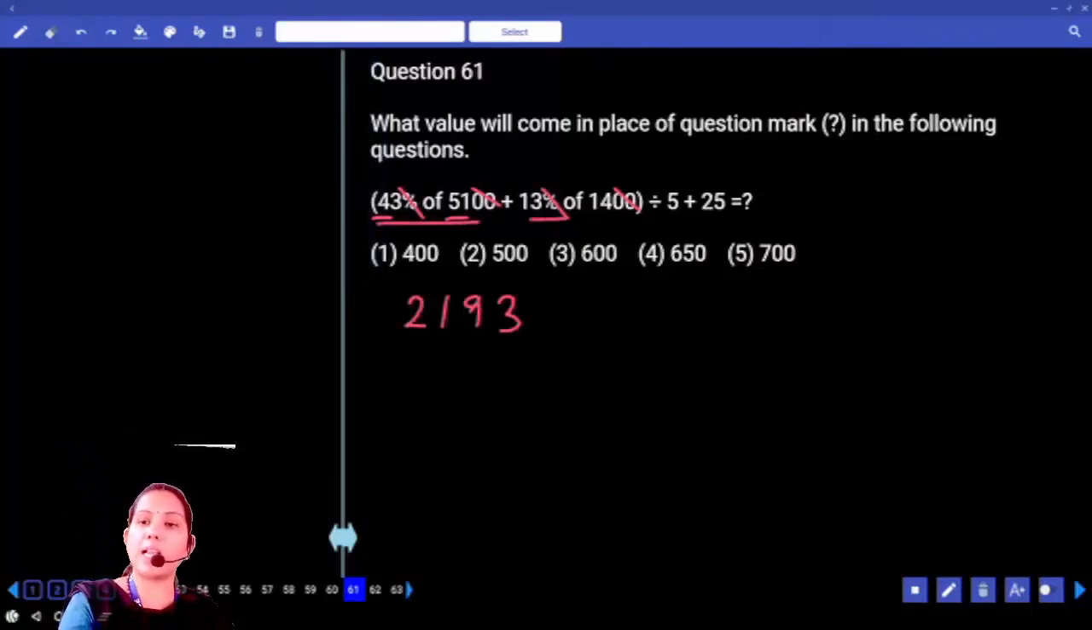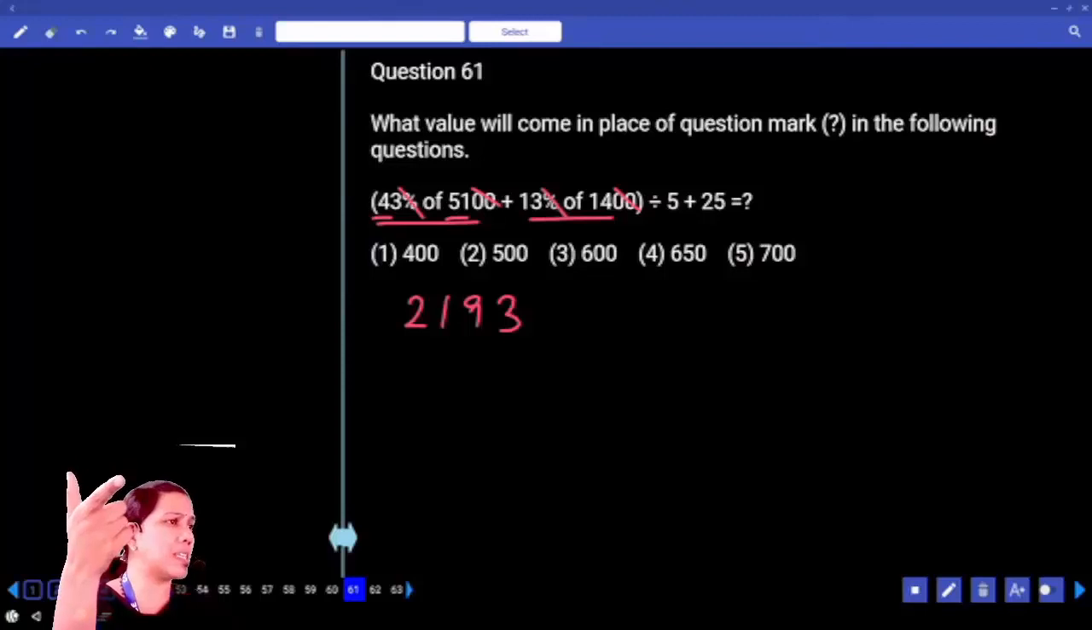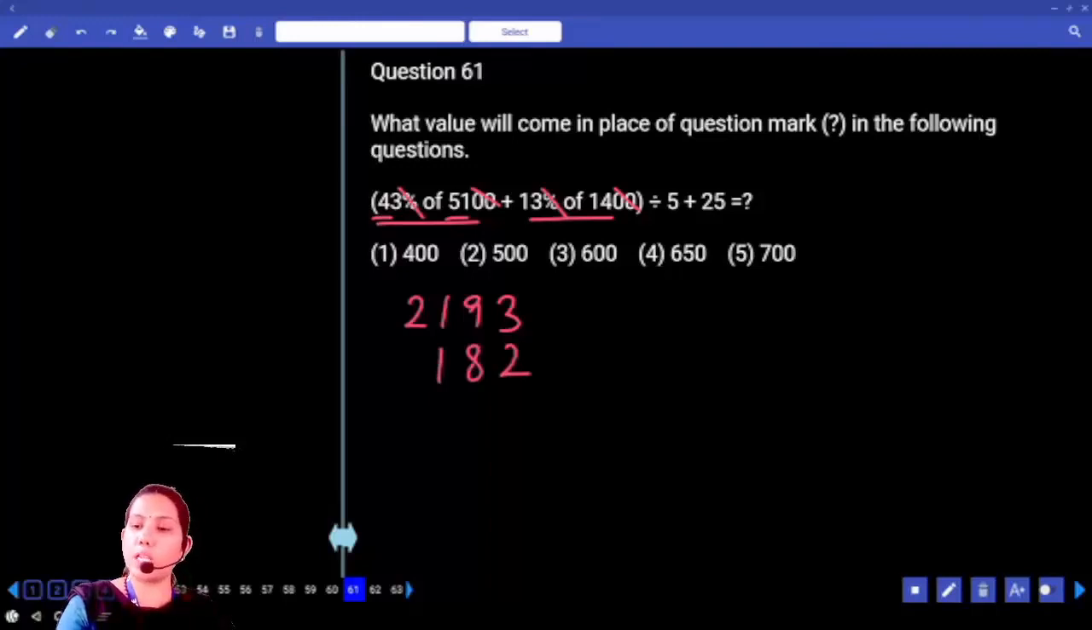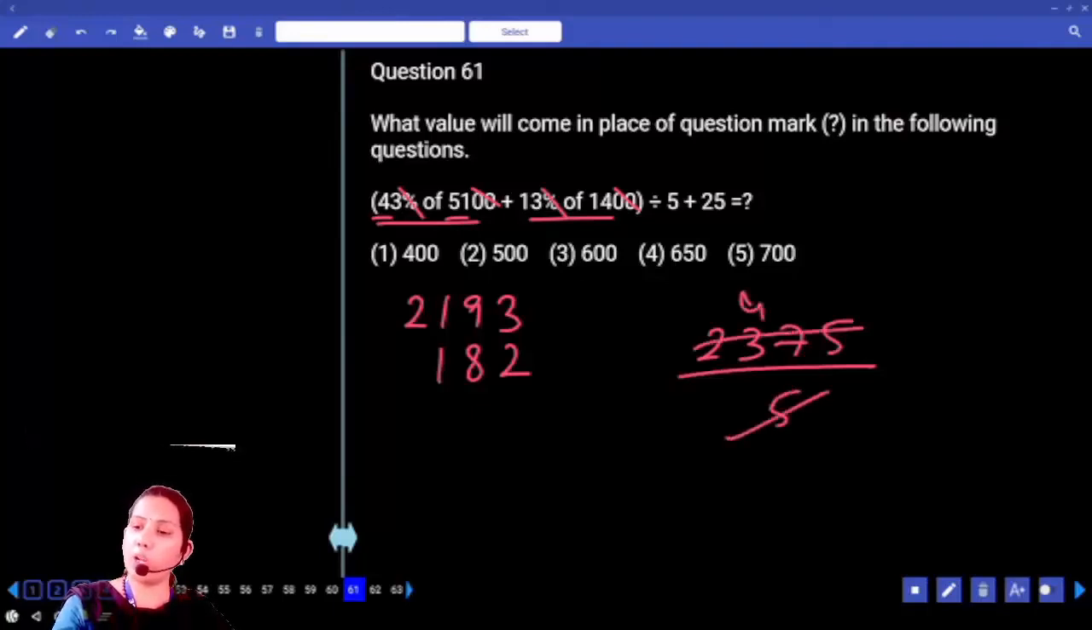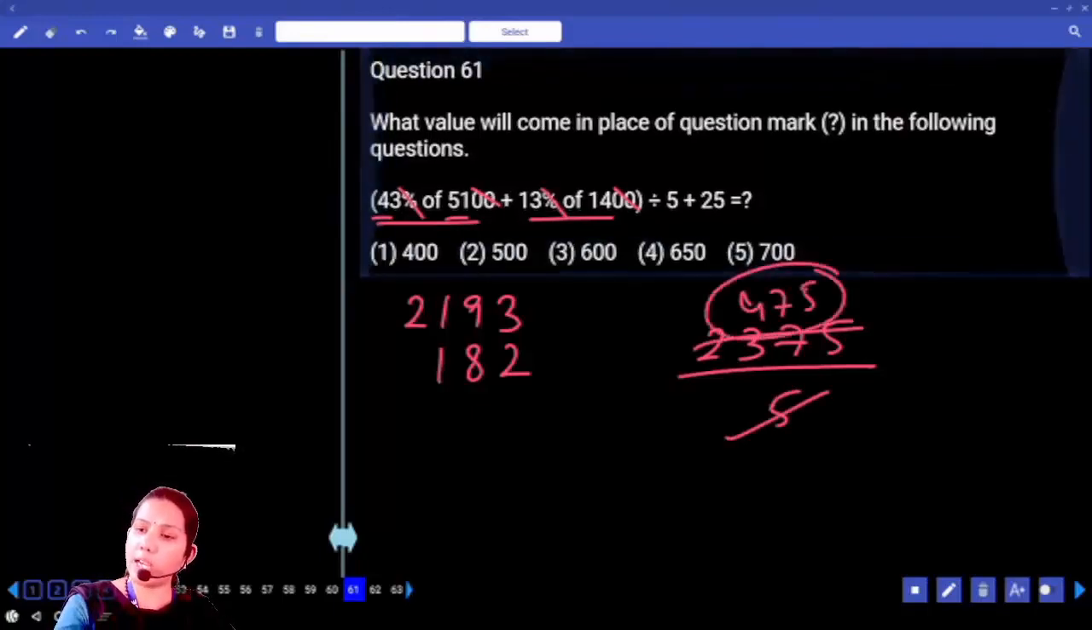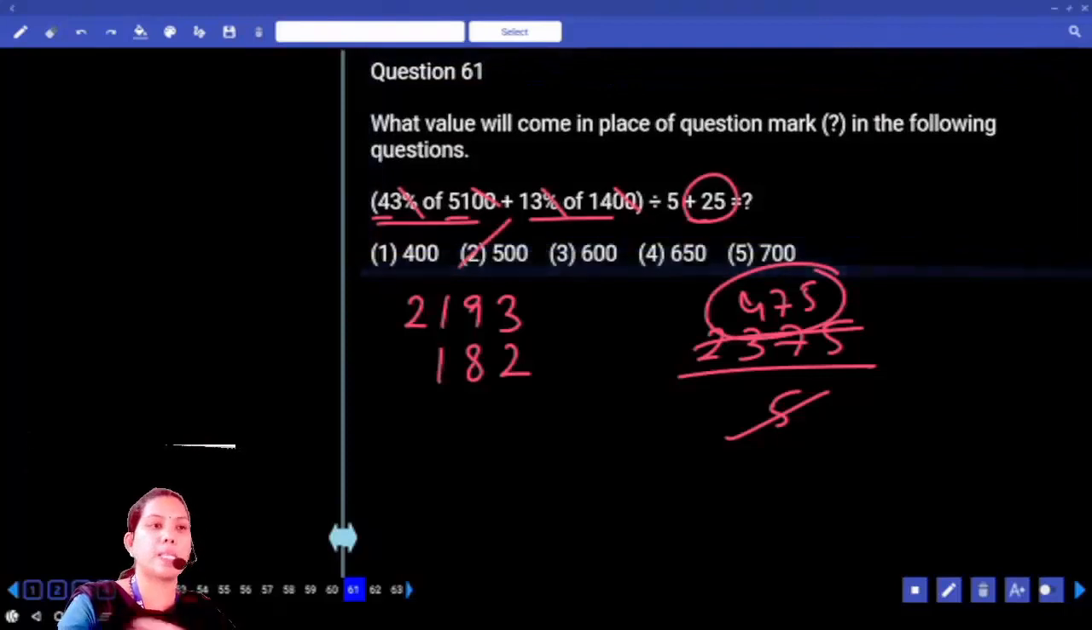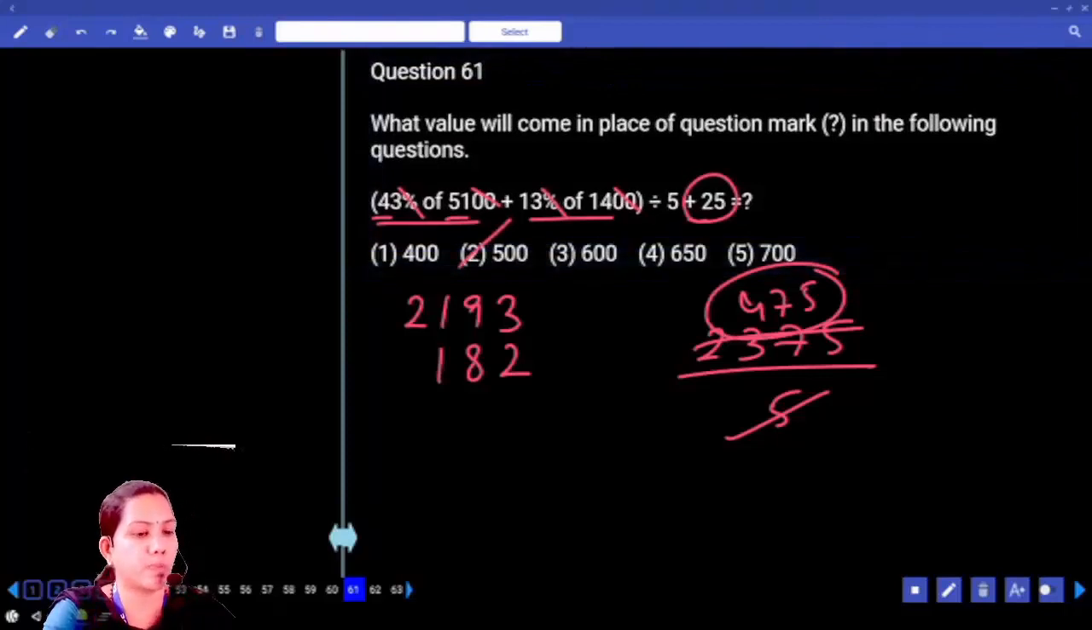Okay, next. 13 14s. What is 13 13s? Plus 13. What is 169 plus 13? 182. So total is 2375 divided by 5. 5 exactly 4, 7 and 5. 475 plus 25? Second option, 500.